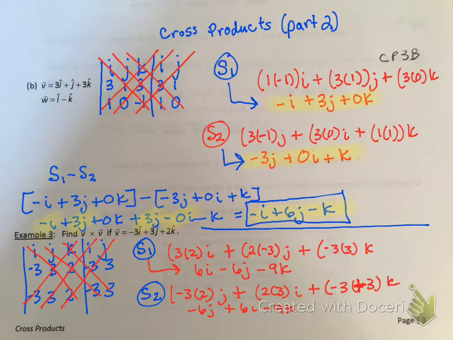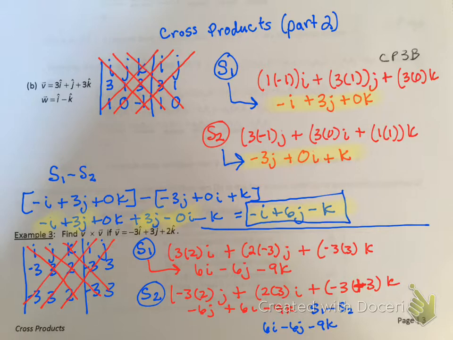Let's go ahead and look at them really quick. We notice that the i components are exactly the same. The j components are exactly the same. And the k components are exactly the same. So when I subtract the 2, you're going to see that everything cancels out. Because this becomes 6i minus 6j minus 9k.